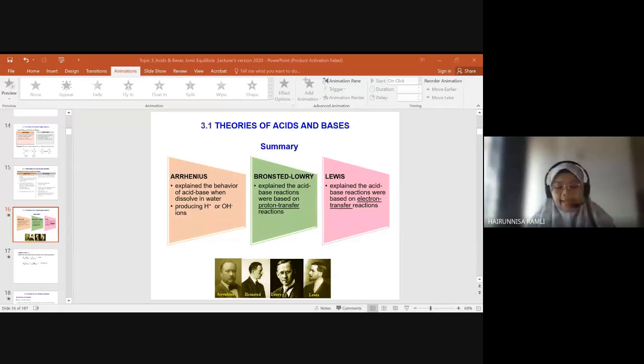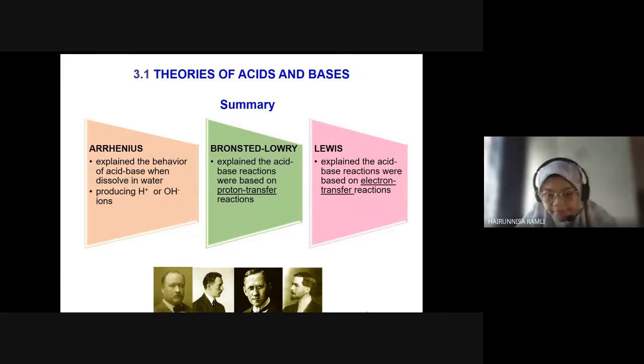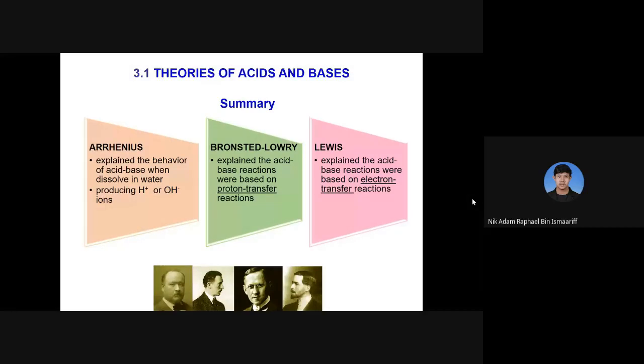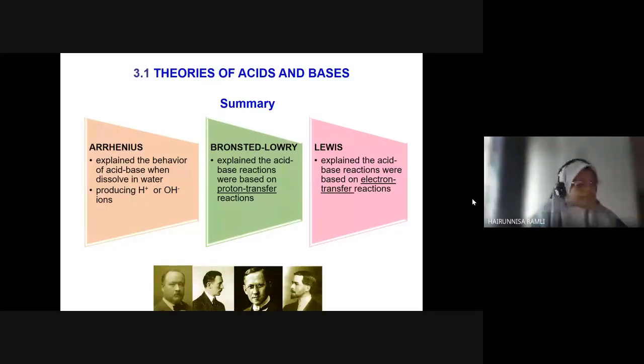Okay, so let's continue our class today with acids and bases. I hope you can see my slide, yeah? Can you see it? Yes, Miss. Okay, thank you.